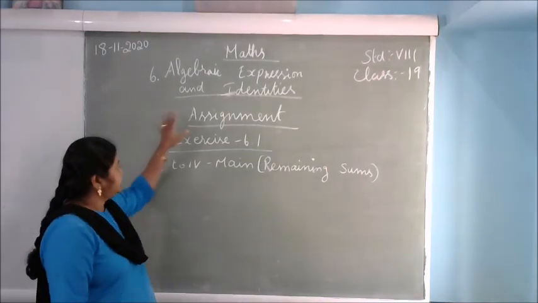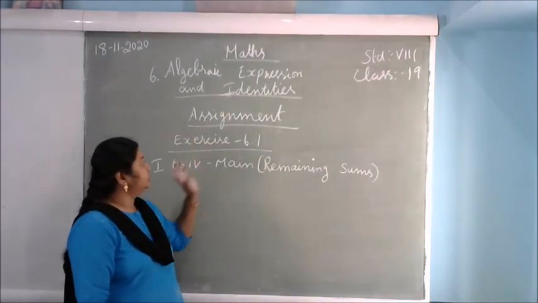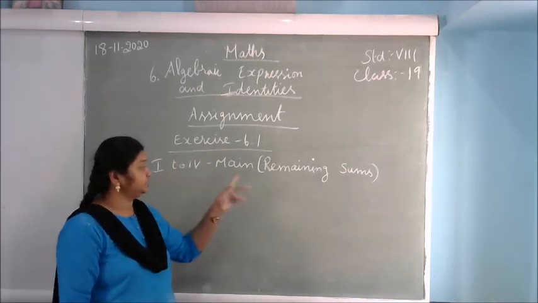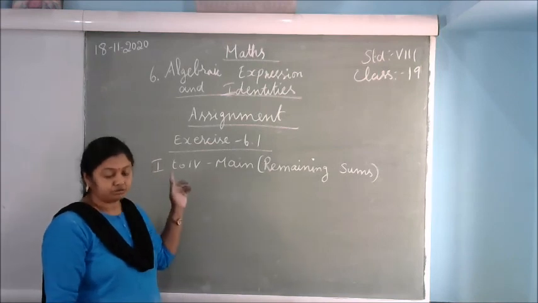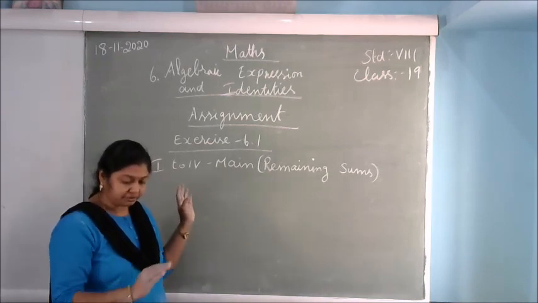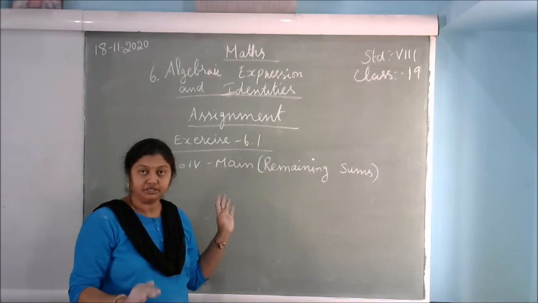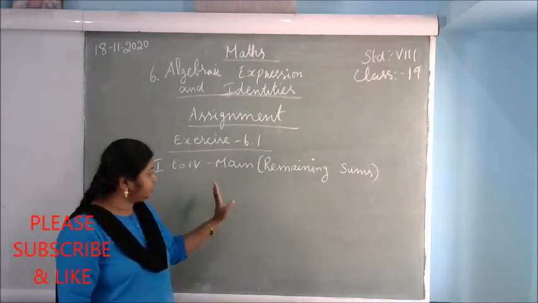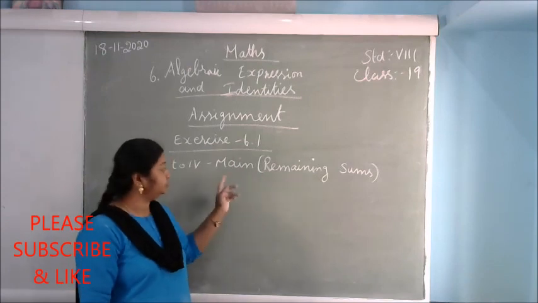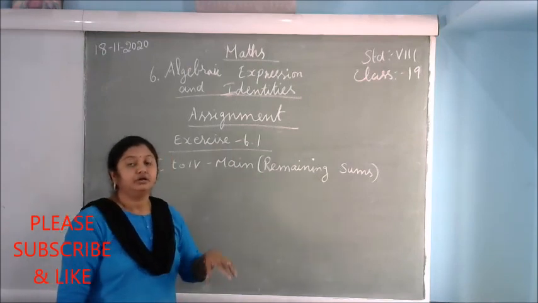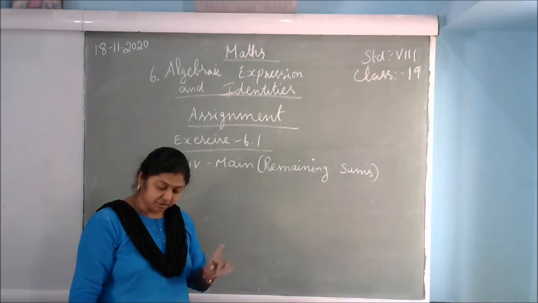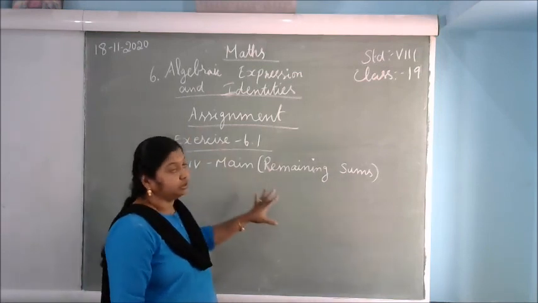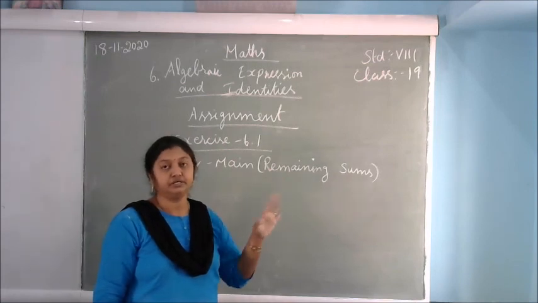So your today's assignment is in exercise 6.1. In the first main, 2 sums I did, and the remaining sums you have to do. And the second main also you should do fully. You have to separate the monomial, binomial, trinomial and polynomial. Third one also addition, only one sum I did, remaining sums you have to do, and fourth also only one sum I did. You have to do the remaining sums in the homework notebook. Whatever I wrote today on the board, you have to copy in the classwork.